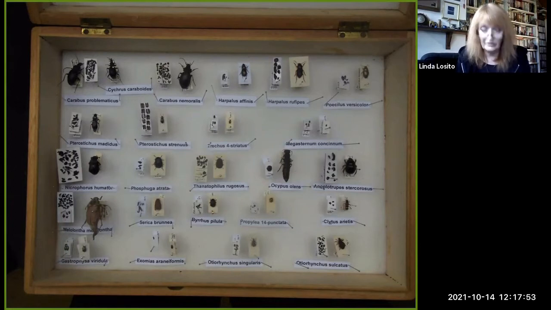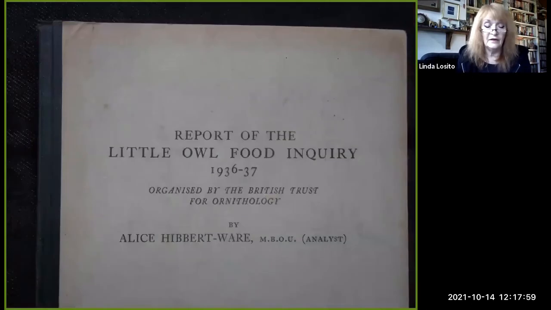One of my heroes, Miss Hibbert Ware, carried out an analysis of the little owl diet in the 1930s. At the time, little owls were believed to be major predators of game bird chicks. By analysing their pellets, she proved that the birds survived largely on insects and were innocent of the charge of game bird predation. As a direct consequence, the government of the day decided to cancel their planned extermination programme, so she saved a whole species.